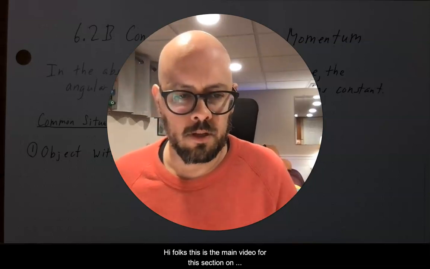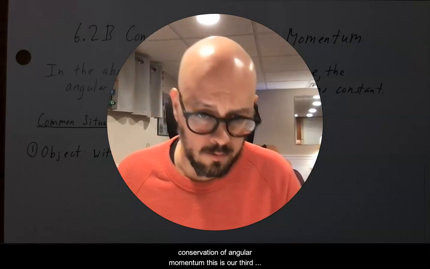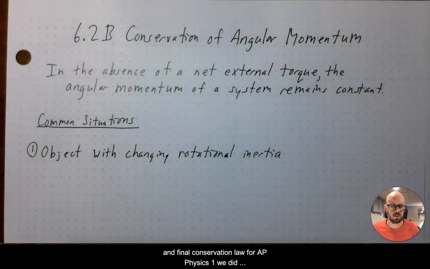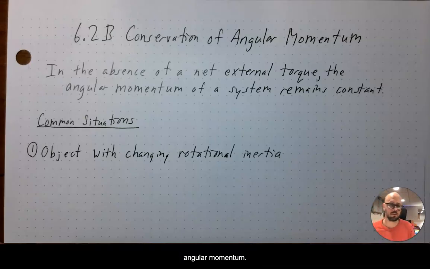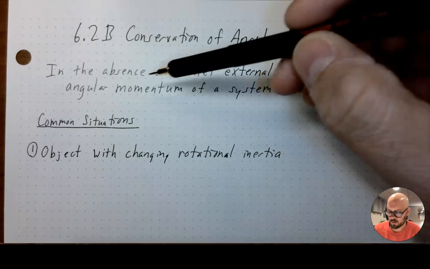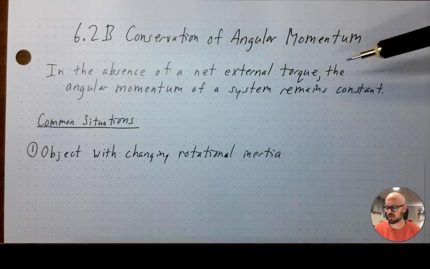Alright folks, this is the main video for this section on conservation of angular momentum. This is our third and final conservation law for AP Physics 1. We did mechanical energy and then linear momentum and now angular momentum. They're all similar. In the absence of a net external torque, the angular momentum of a system remains constant.